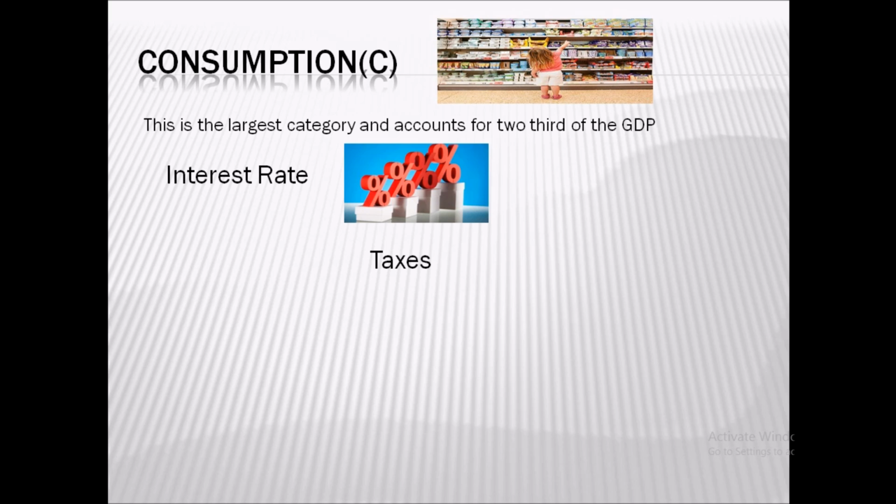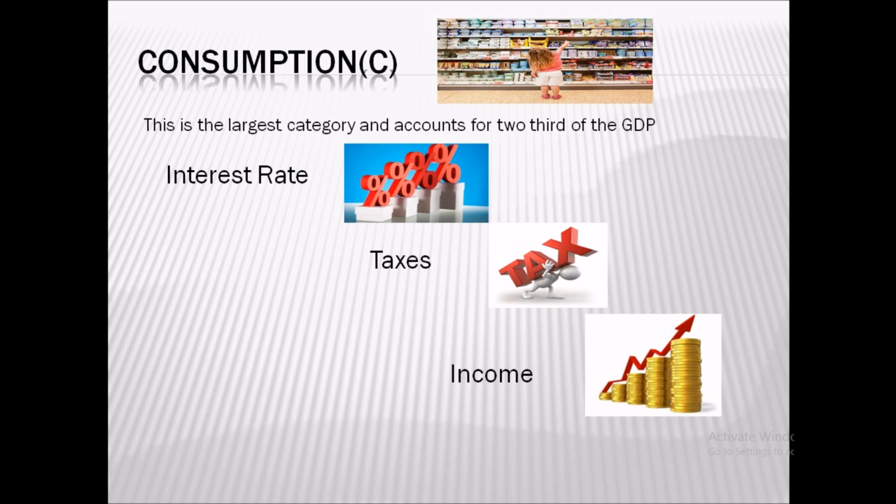And then taxes. When taxes go up, that leaves individuals with a lesser amount to spend, which means that the disposable income in the hands of individuals goes down when the taxes go up, which results in lower consumption. And then you have income. When the income goes up, needless to say, the consumption also goes up in the economy.